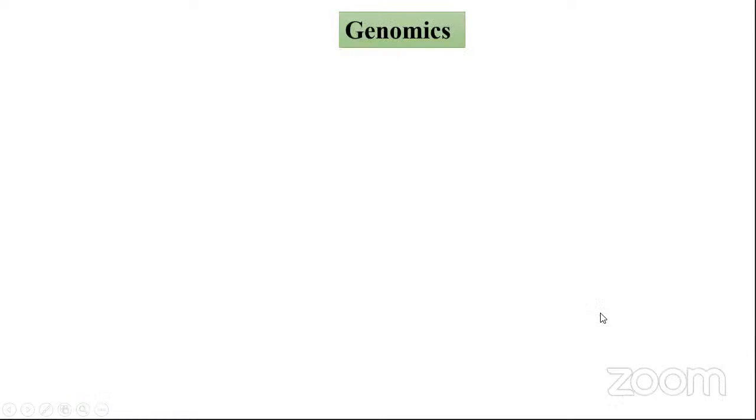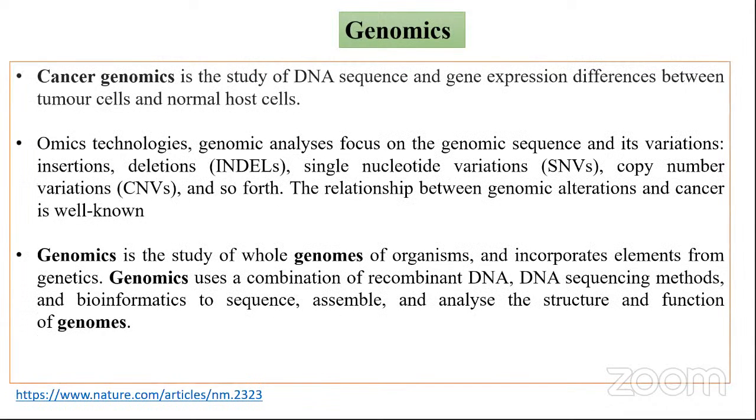Before getting to know the different data types, you should know what genomics is. With respect to cancer, genomics is the study of the DNA sequence and gene expression. In that you will get to know the differences between tumor cells and normal host cells. Using omics technology with respect to genes, you will get to know the genomics analysis, which focuses on the genome sequence and its variations.